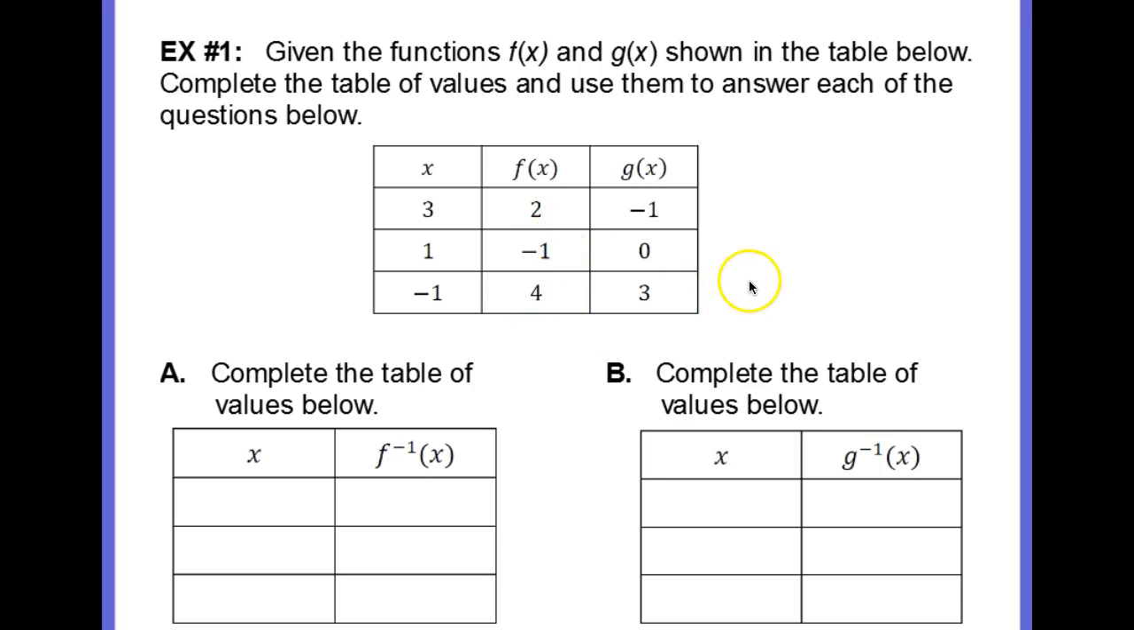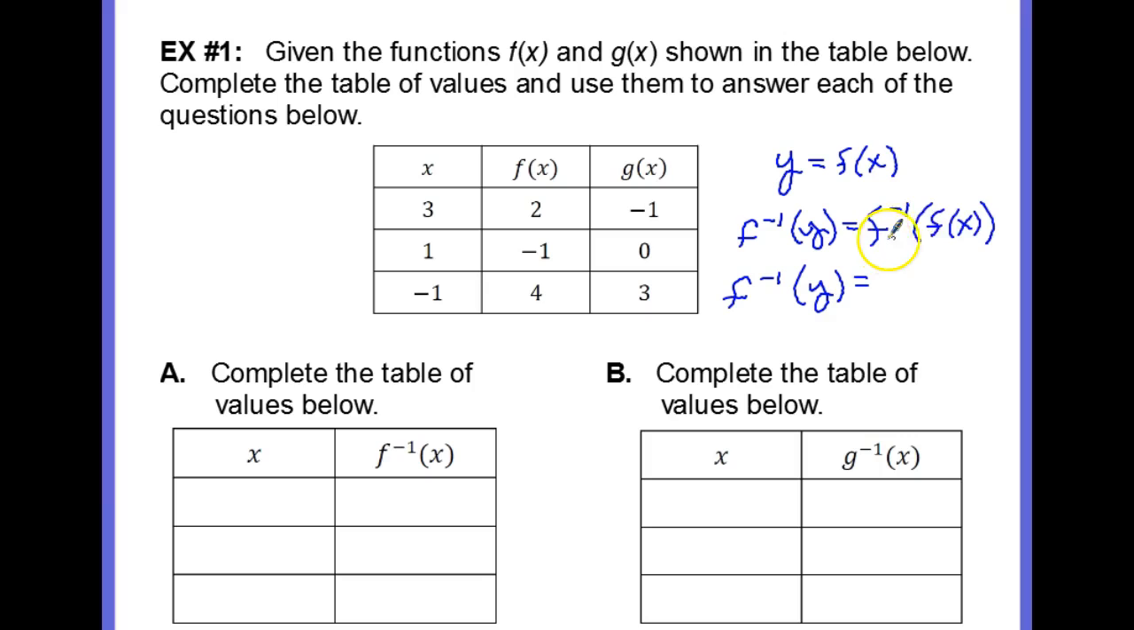And in fact, if we were to think about y equals f of x, in order to solve this equation for x, we would need to take the inverse of both sides. And so doing that, we get the inverse of y is equal to, and the inverse, f inverse of f of x is just equal to x.